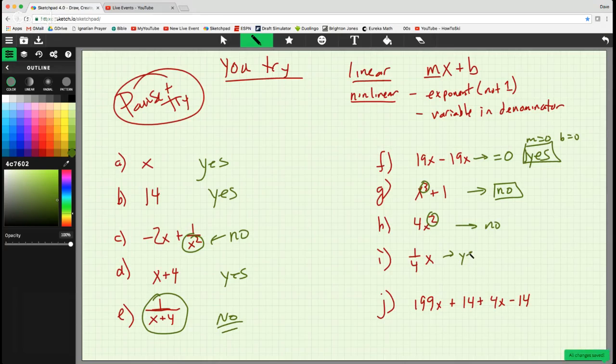This is yes, where m equals a fourth, and that's a number. It's some number times x, and then our b equals 0. So this is 1/4 x plus 0. And this can be simplified to 203x plus 0, or 203x. So yes, this is a linear expression. Okay, so hopefully you got the hang of this.